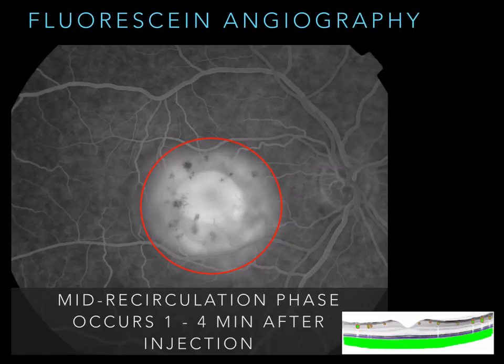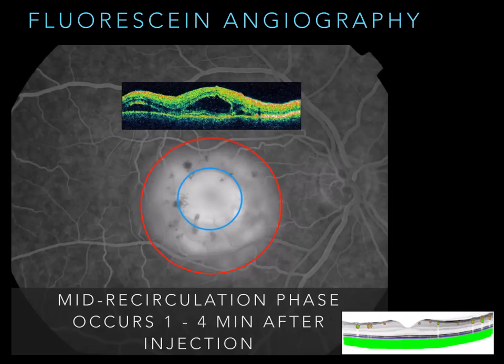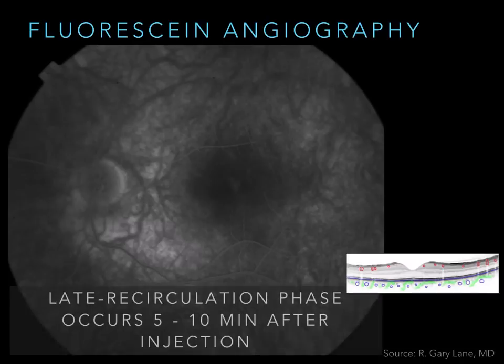Your mid-recirculation phase occurs about 1 to 4 minutes afterwards. This is a patient with a really rare condition called acute idiopathic maculopathy that I saw in fellowship. And that's a really interesting fluorescein to go through in and of its own on another day. Okay, so here you've got some staining of Bruch's membrane, the sclera, and you kind of get this late recirculation.